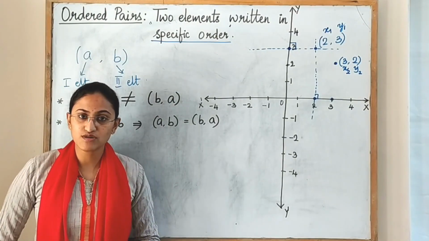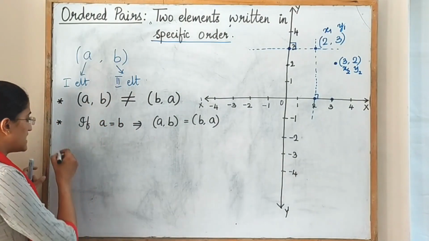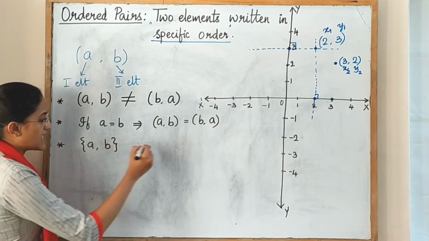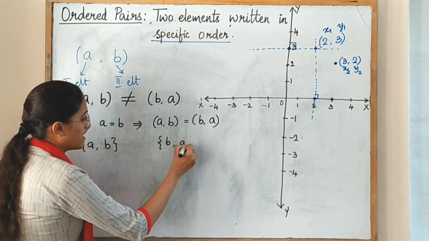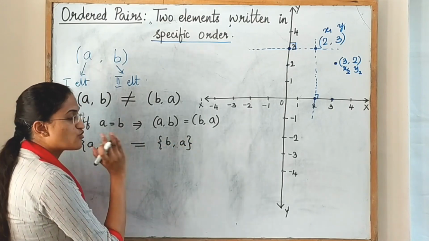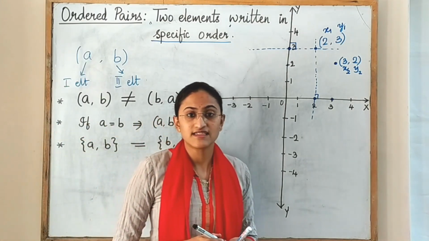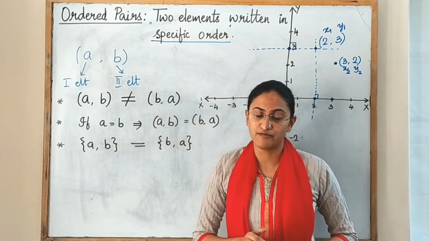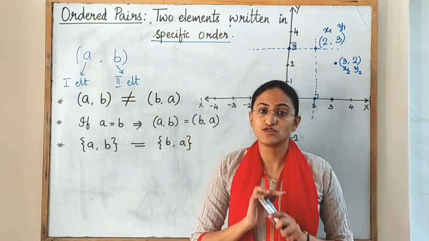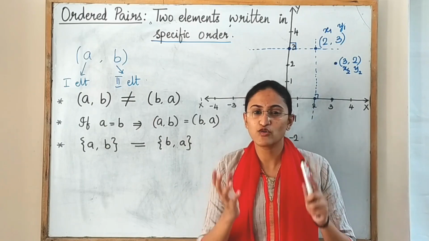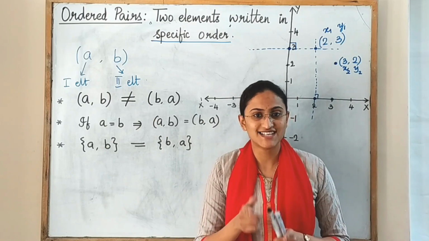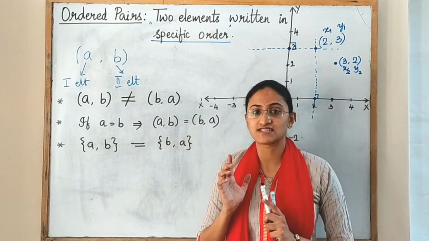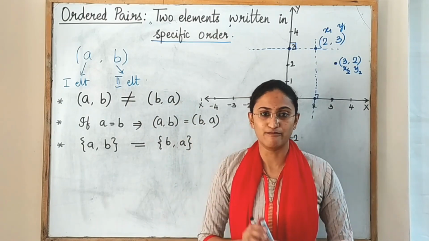You may be confused with the concept of sets, that in the sets, if you are having a set {A, B} and the set {B, A}, always these two sets will be equal to each other. This is the major difference between a set and an ordered pair. In a set, there is no importance for the order. You can rearrange the elements as you wish, whereas in ordered pairs, always this order is very important.